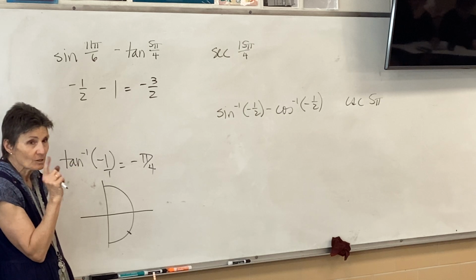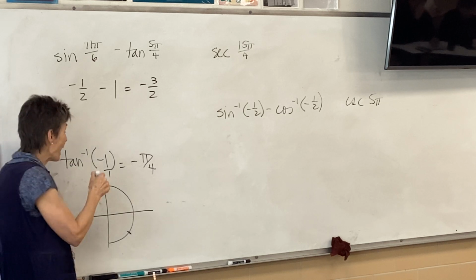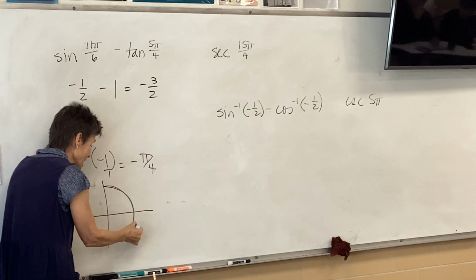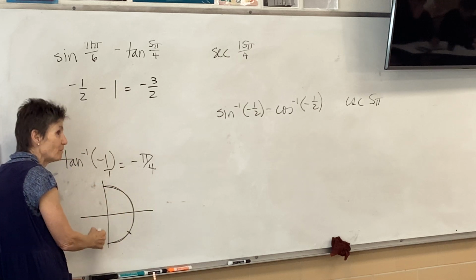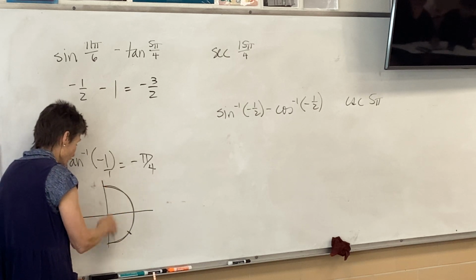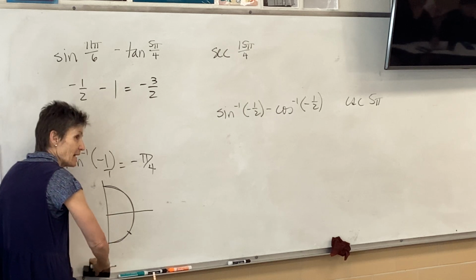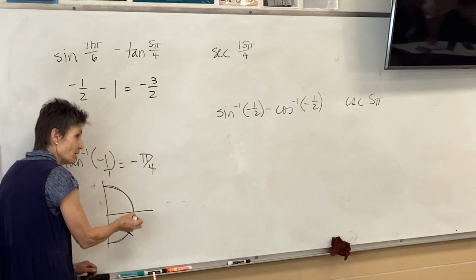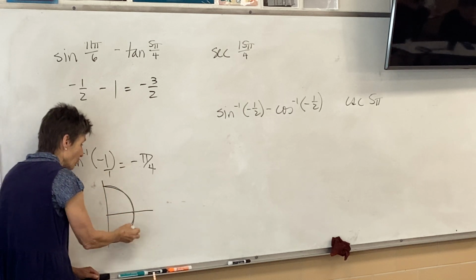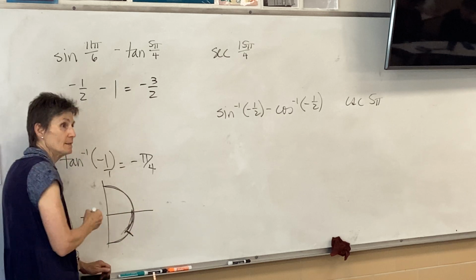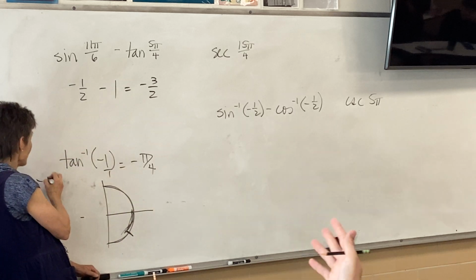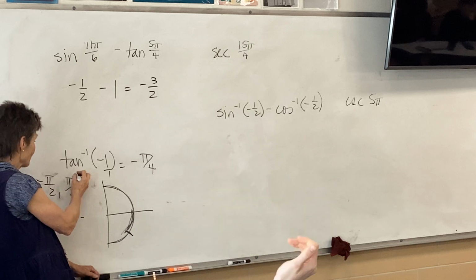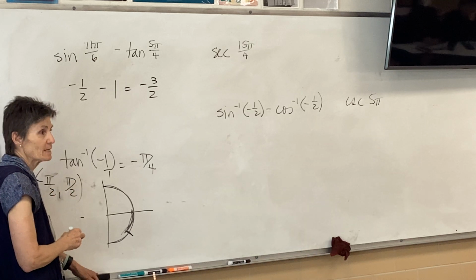Did anybody say 7 pi over 4? If you did, you forgot that you have to be in only this part of the circle and you can't move out of that. So it's like the rest of the grid isn't even there. So you need to get to here, but you can't go over here. So the only way to get there is to go down. You are restricted to here with an inverse tangent.